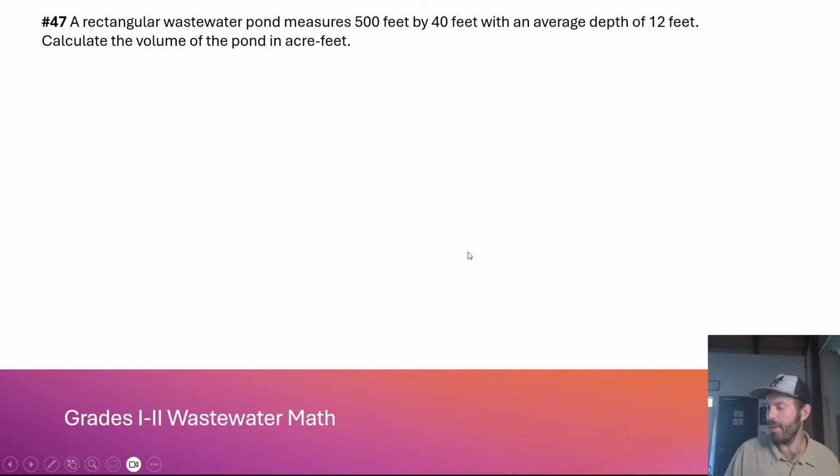Before I say this, you're never going to find a rectangular wastewater pond. I just wanted to do this to help you with acre feet. I've never seen a rectangular wastewater pond. They're always oval for the most part and sloped down, okay? I've never seen an Olympic swimming pool looking pond.